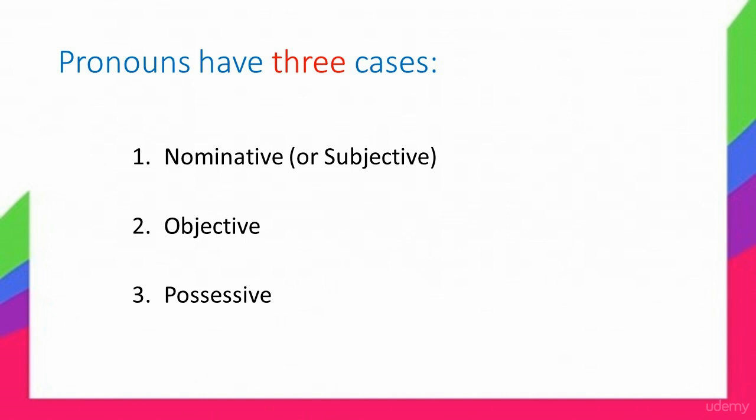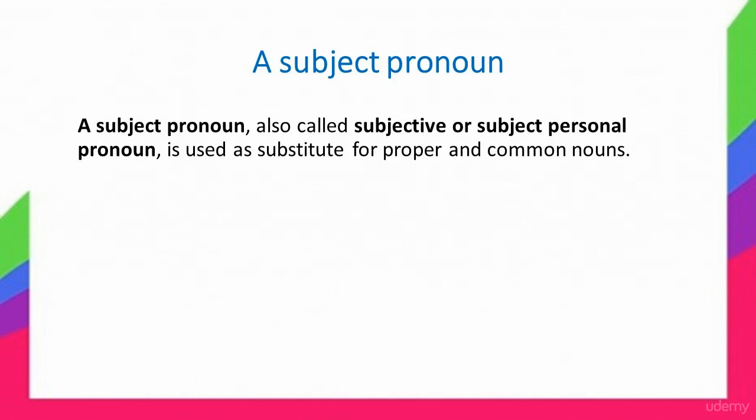Pronouns have three cases. The first is nominative or subjective, the second is objective, and the third is possessive. Let's start with a subjective. A subject pronoun, also called subjective or subject personal pronoun, is used as a substitute for proper and common nouns.